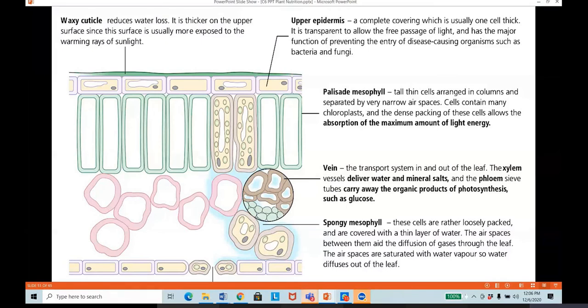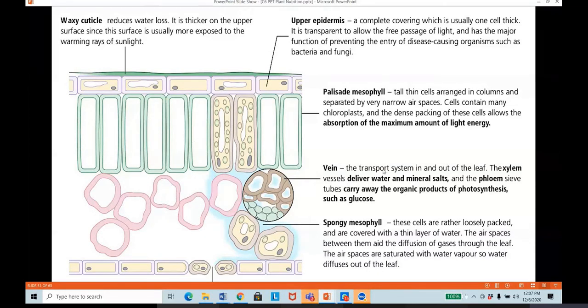It is followed by the palisade mesophyll, which contains many chloroplasts, because this is the layer in which the entire process of photosynthesis takes place. And it also allows the absorption of the maximum amount of light energy, because it is just beneath the upper epidermis, which is also transparent.